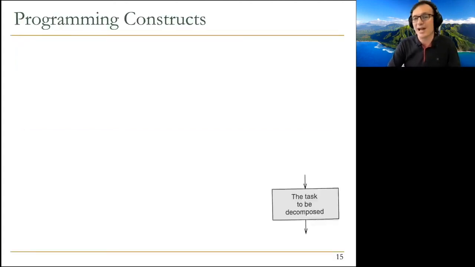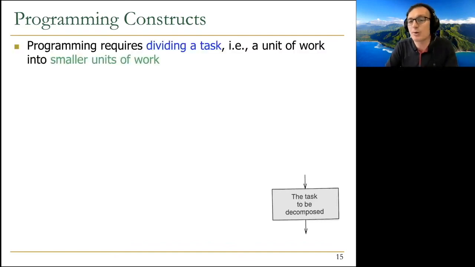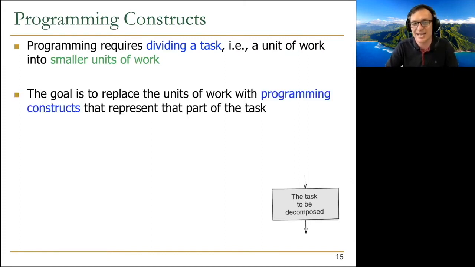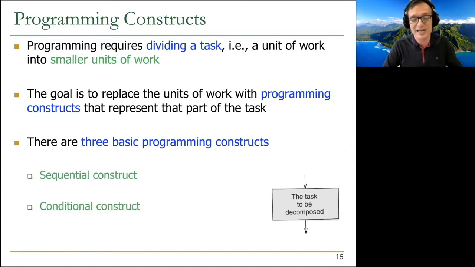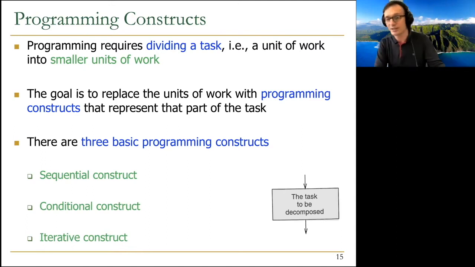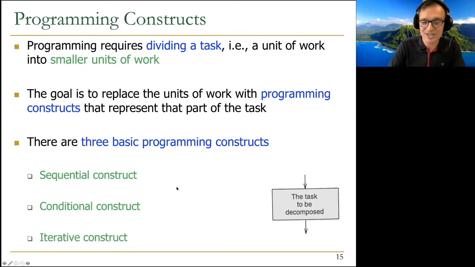So we're going to talk about programming now from the high level. So you have a task, and programming requires dividing a task, in other words, a unit of work, into smaller units of work. So all of programming is really divide and conquer in the end. And the goal is to replace the units of work with programming constructs that represent that part of the task, your subtask, let's say. And there are three basic programming constructs: sequential construct, conditional construct, and iterative construct. And our instructions in the ISA are actually enabling these constructs.